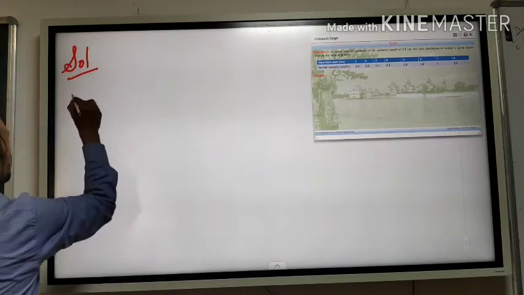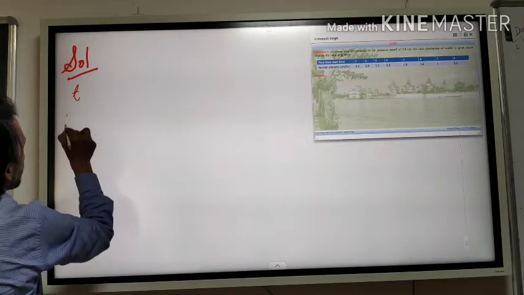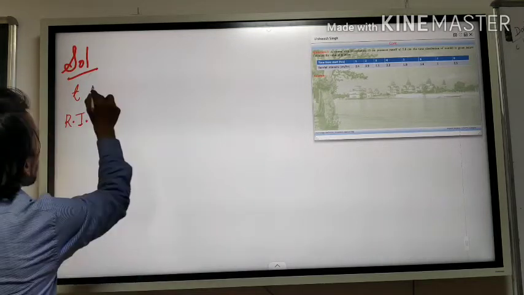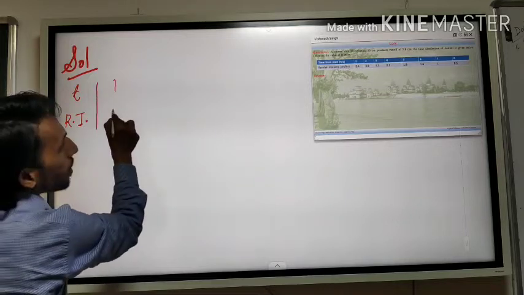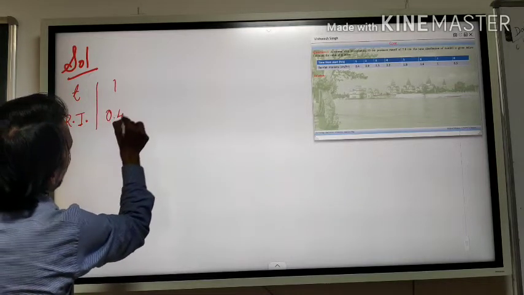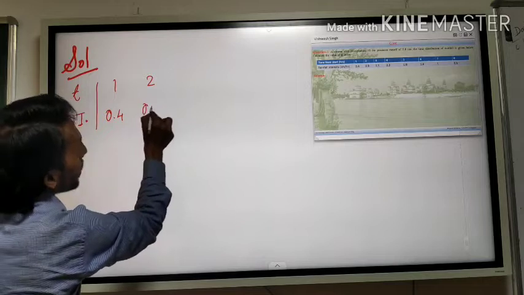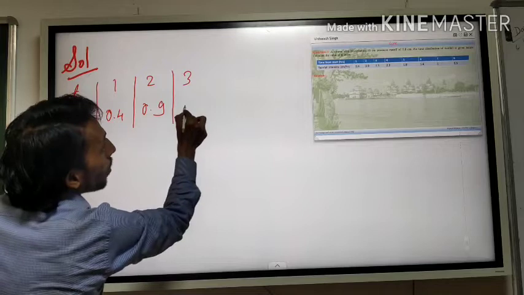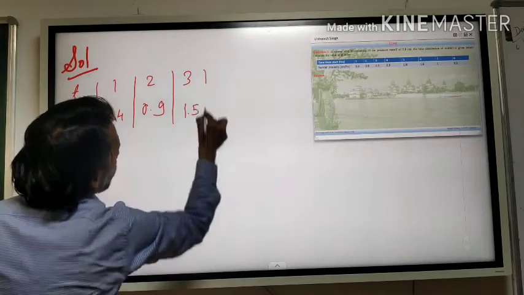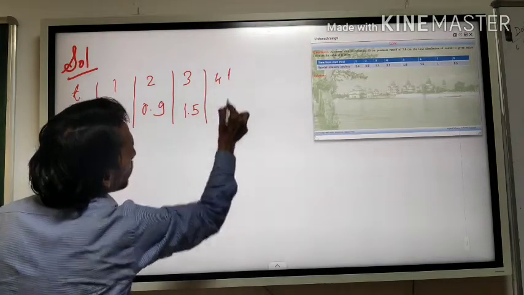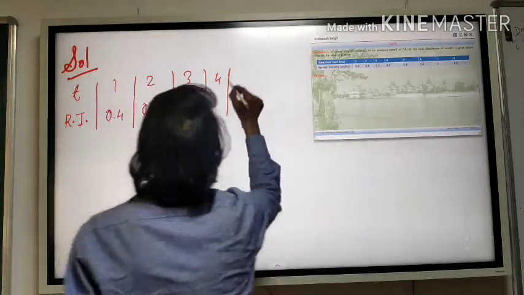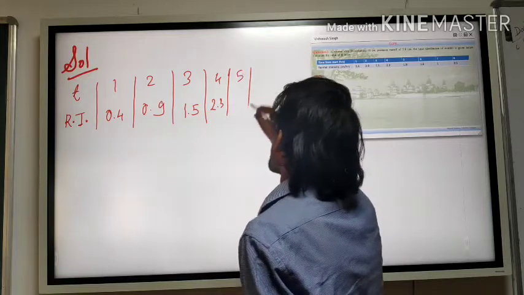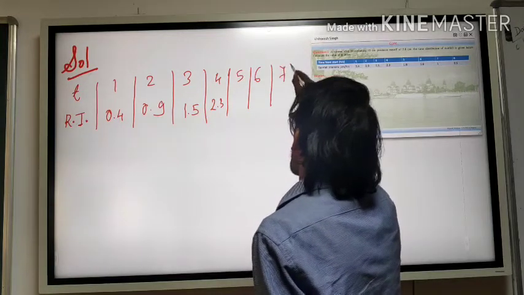It gives time and rainfall intensity: 1, 0.4; 2, 0.9; 3, 1.5; 4, 2.3; then 5, 6, 7 and 8.